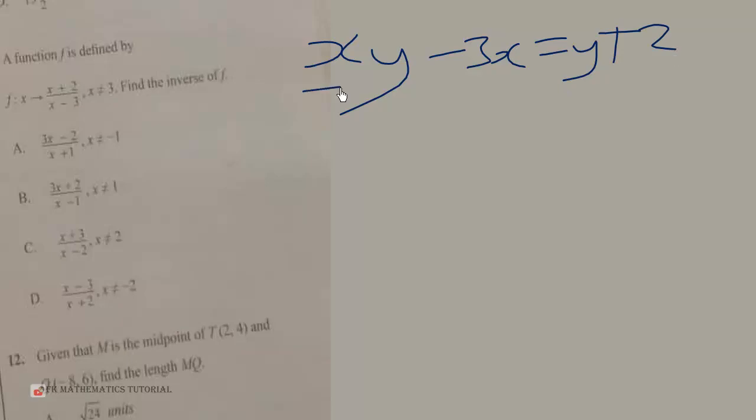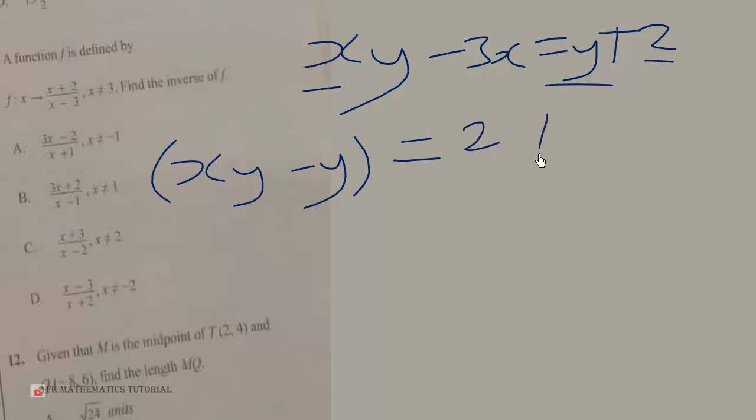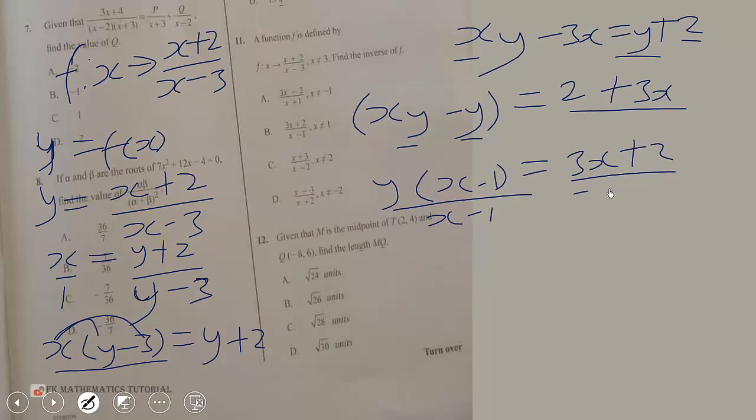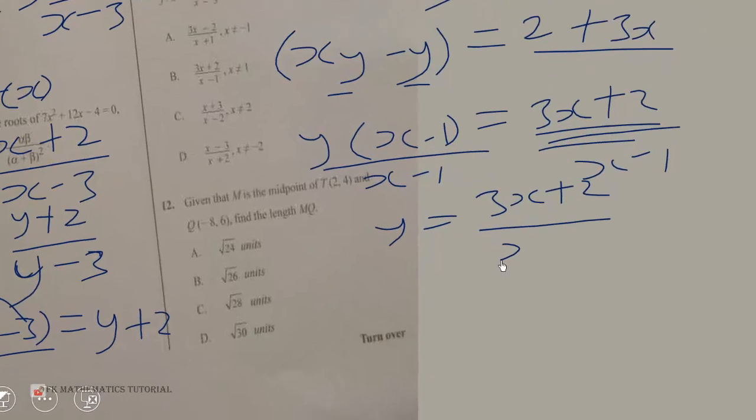So we group the terms containing y. We have xy minus y is equal to 2 plus 3x. Addition is commutative, so it is the same as 3x plus 2. Now we factor y: y times (x minus 1) is equal to 3x plus 2. So we divide through by x minus 1, and y will be equal to (3x plus 2) over (x minus 1).